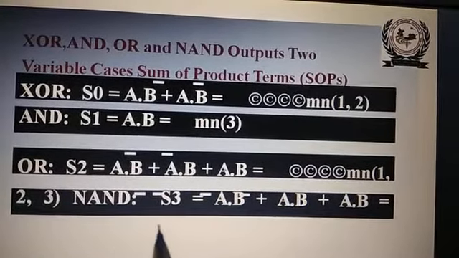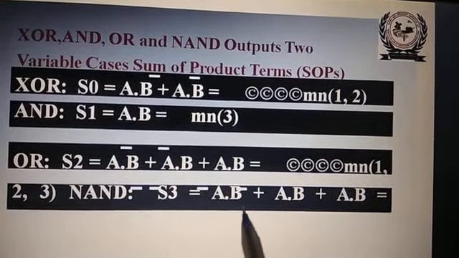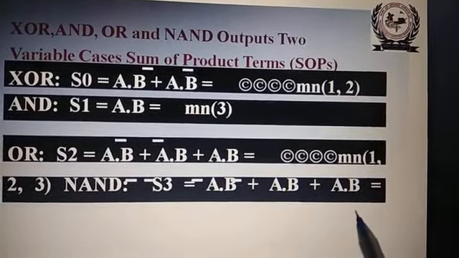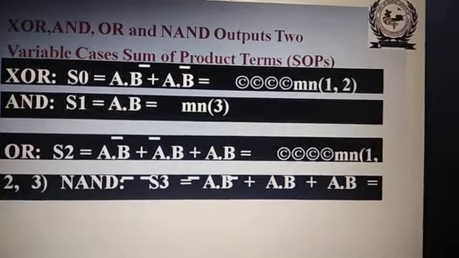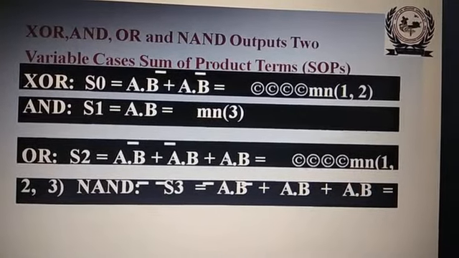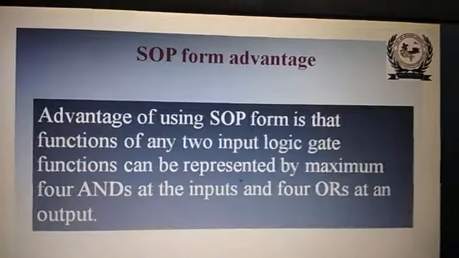And NAND gate S3 is equal to A bar dot B bar plus A bar dot B plus A dot B, which is min terms 0, 1, 2, 3. So these are called the sum of products.